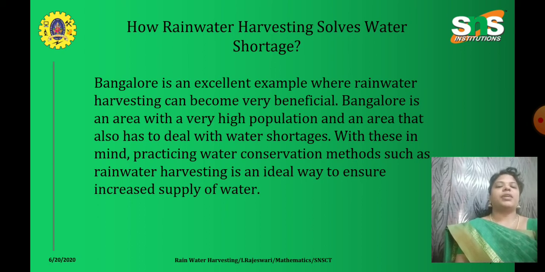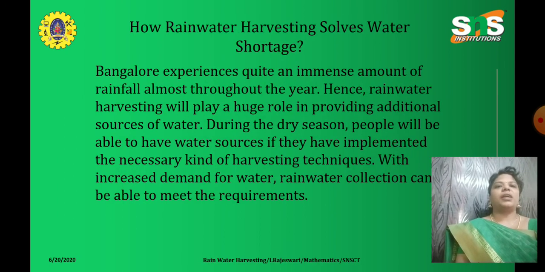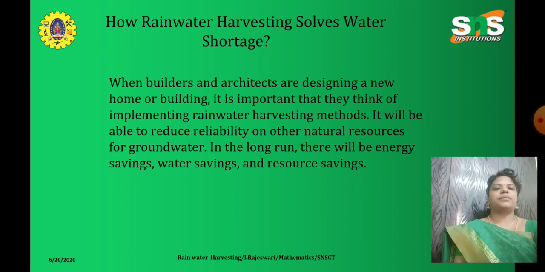With these in mind, practicing a water conservation method such as rainwater harvesting is an ideal way to ensure increased supply of water. Bangalore experiences quite an immense amount of rainfall almost throughout the year. Hence, rainwater harvesting will play a huge role in providing an additional source of water. During the dry season, people will be able to have water sources if they have implemented the necessary kind of harvesting techniques. With increased demand of water, rainwater collection can be able to meet the requirements.